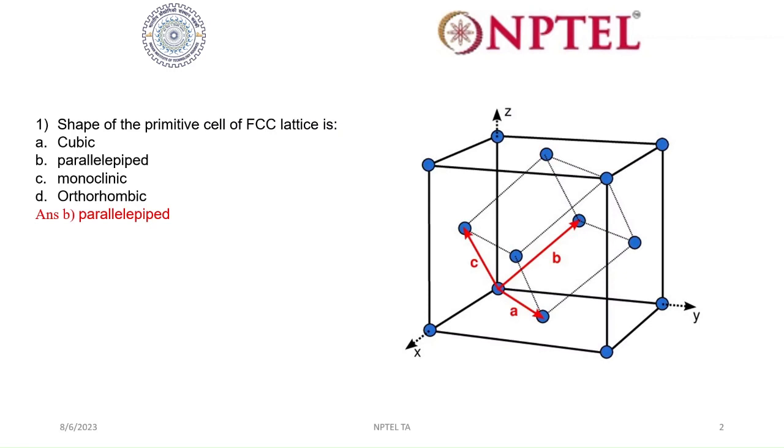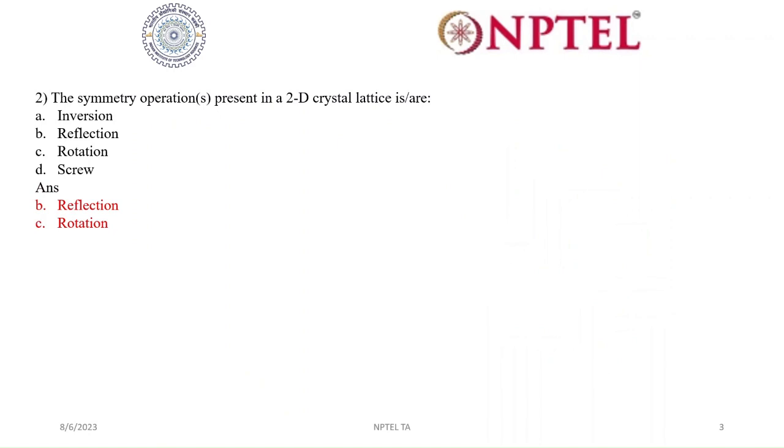We can see the answer in the image if we join the centered lattice points with the smallest distance, then we can find our system is parallelepiped. Second is the symmetry operation present in the crystal. We have discussed the second question. Answer is reflection and rotation. Third, we have discussed in class.